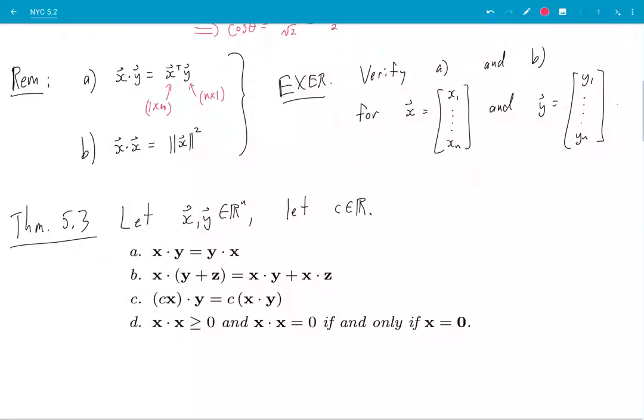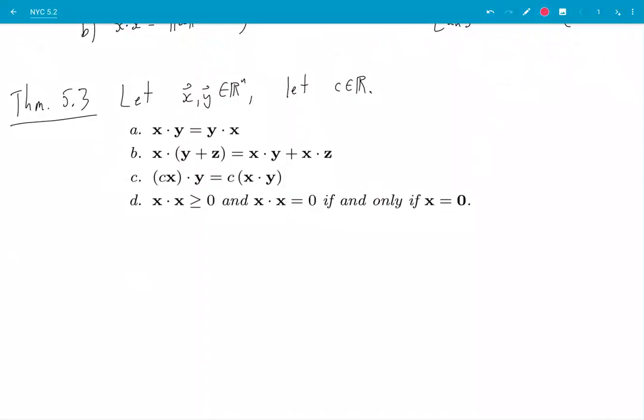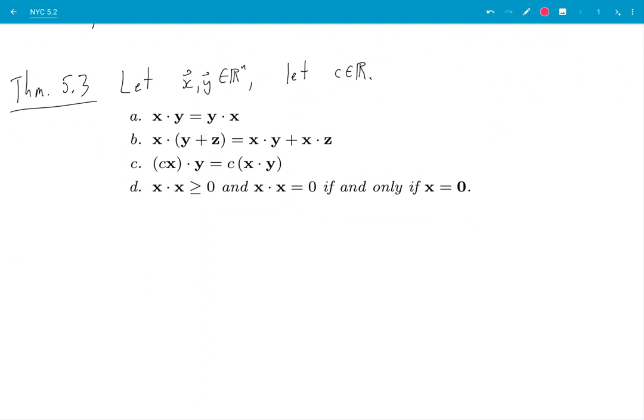Okay, Theorem 5.3. Okie dokie. So just some arithmetic, collecting some arithmetic facts here. Doesn't matter which order you do your dot product. We have a distribution property. And this constant c can move around as we please. You can also do x dot cy if you wanted to, for whatever reason.